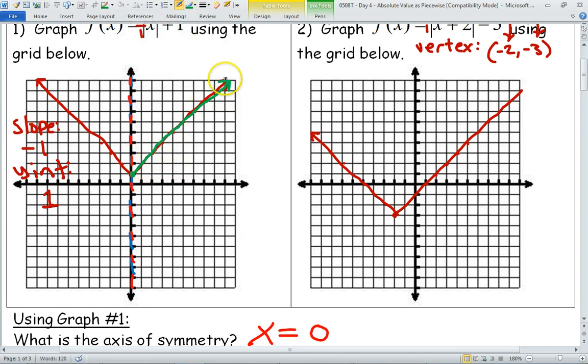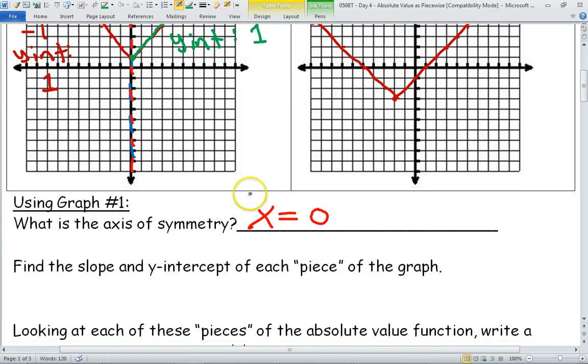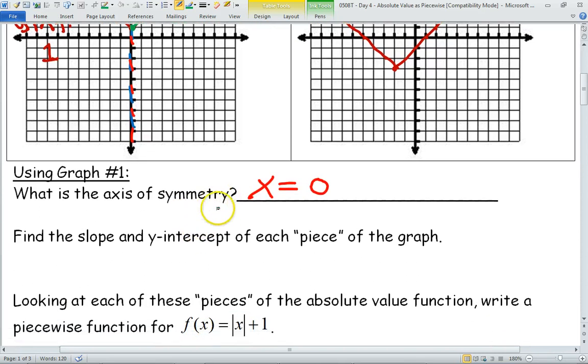Well, this is up 1, right 1. So this slope is positive 1. Well, guess what, you guys? The slopes of the two sides will always be the same, except one is negative and one is positive. So just keep that in the back of your mind. The y-intercept, in this case, is the same for both lines. The y-intercept is positive 1. Okay, so we did that.